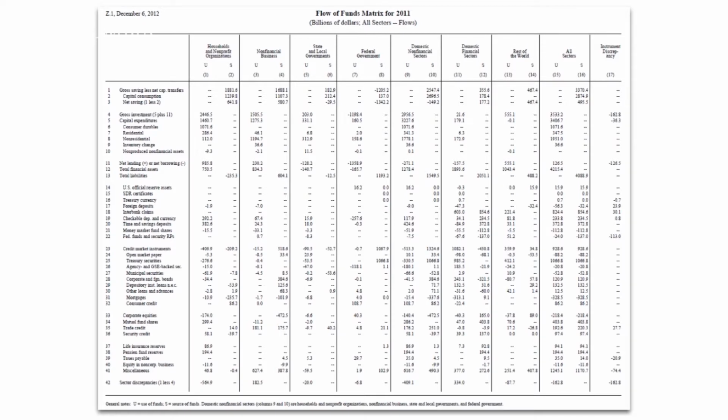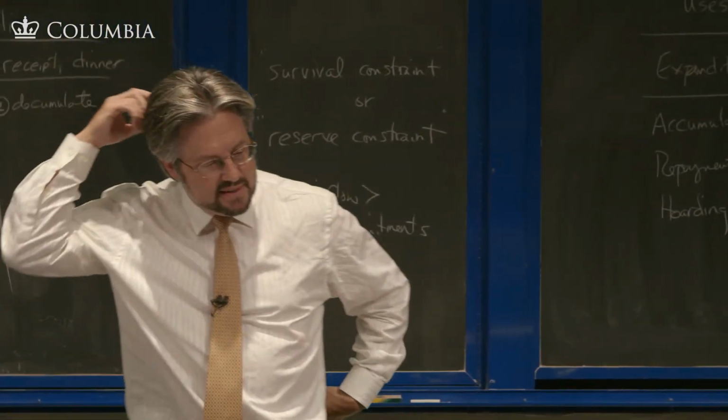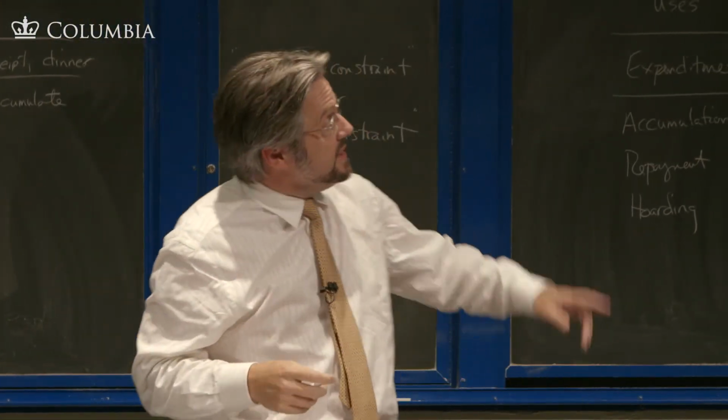So there's households, non-financial business, state and local governments, the federal government, domestic non-financial sectors, domestic financial sectors, rest of the world. This set of accounts is the concrete instantiation of the point of view that Minsky was expressing in that quote that I gave. It's treating every unit, state and local government, households, businesses, as if they're banks. We're thinking about sources and uses of funds for all of them. And this is a framework for thinking about the economy.